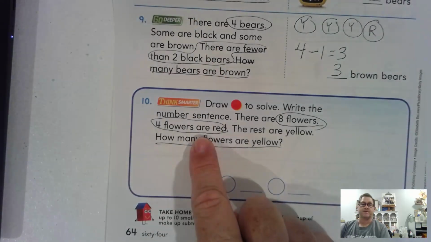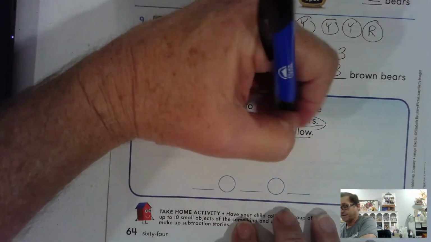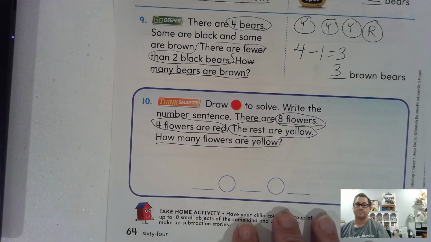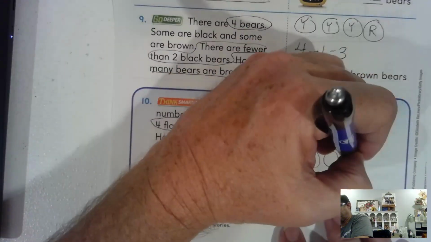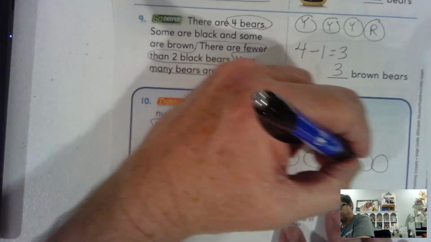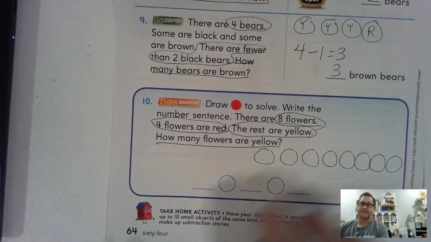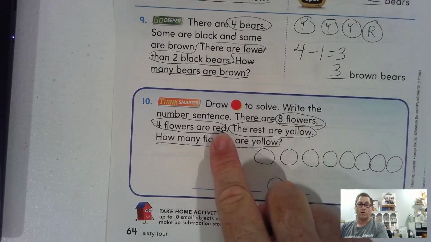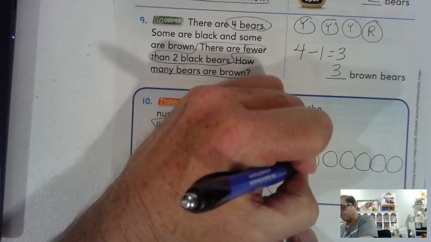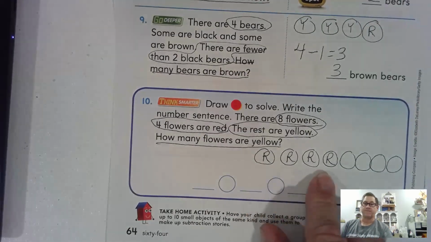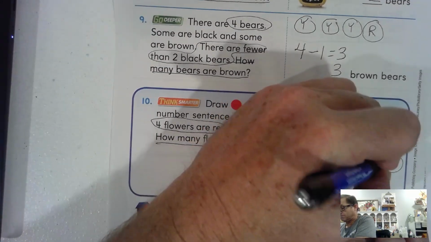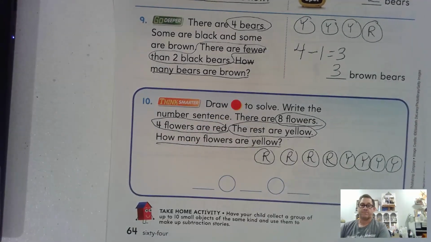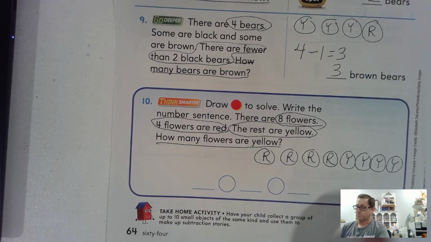1 part is red, and that's 4 of them. The other part is yellow. Okay, so we need 8 circles to represent our 8 flowers. 4 are red. Okay, so we have 4 reds. The rest are yellow. Okay. How many flowers are yellow? 1, 2, 3, 4. There are 4 yellow flowers.